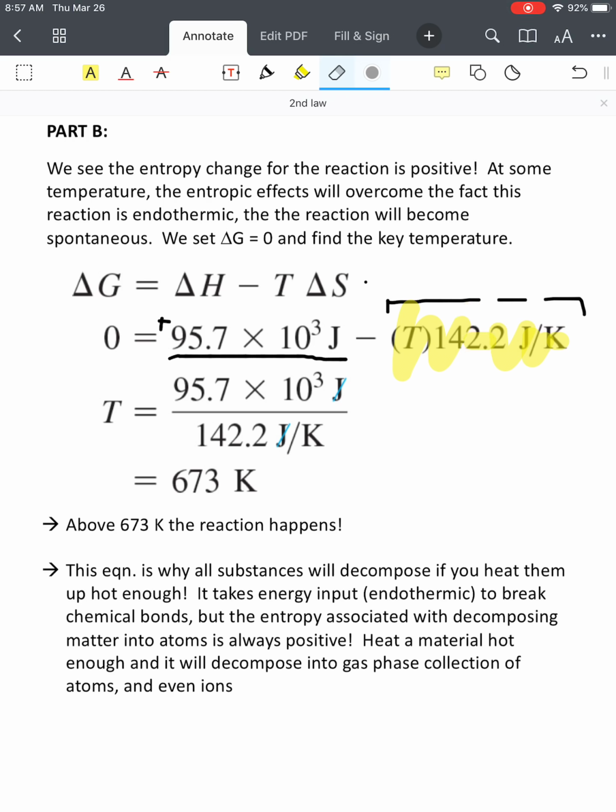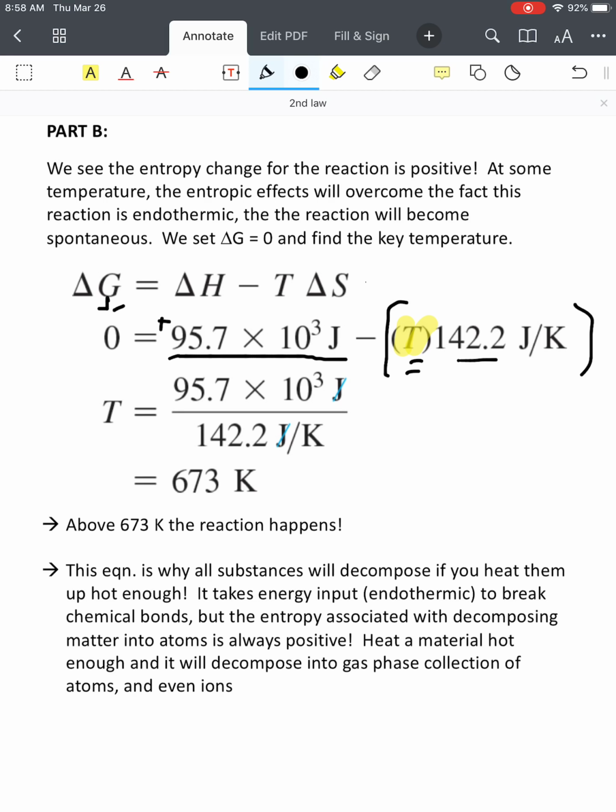So then what's the trick? The trick is my T. If I can make my T a sufficiently large number when I multiply it by my delta S, my 142.2, the product will eventually become big enough to overcome my positive delta H. So functionally, to solve what temperature is required, I set my delta G equal to 0. And then I solve for T.